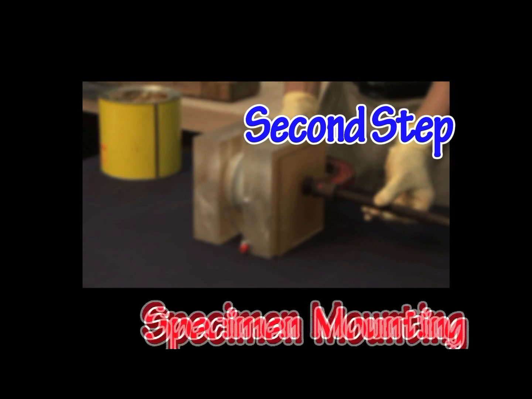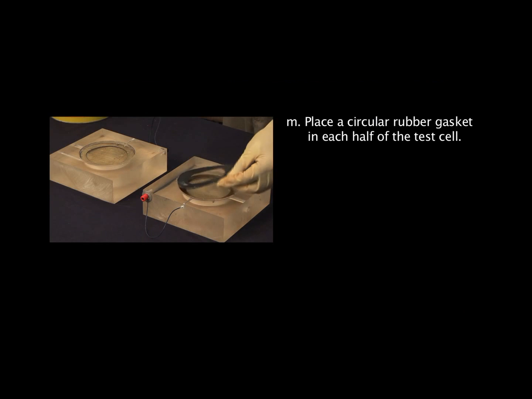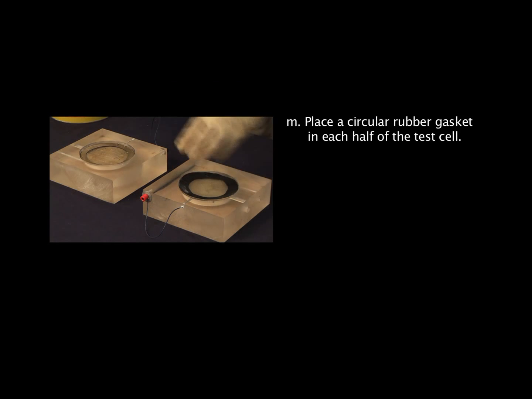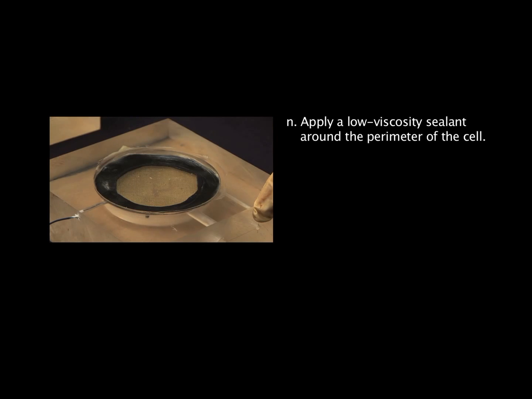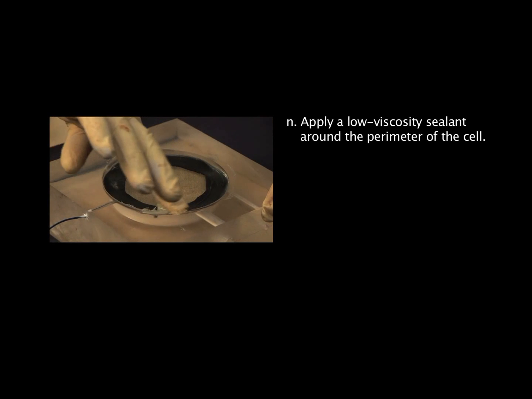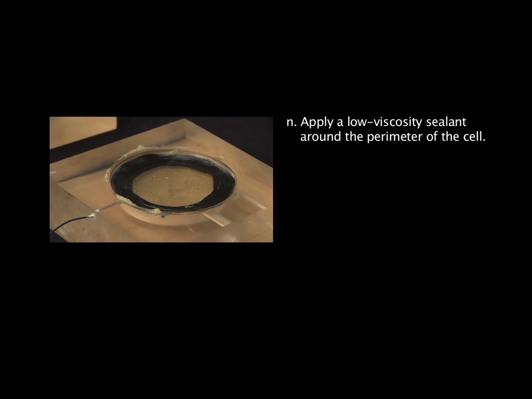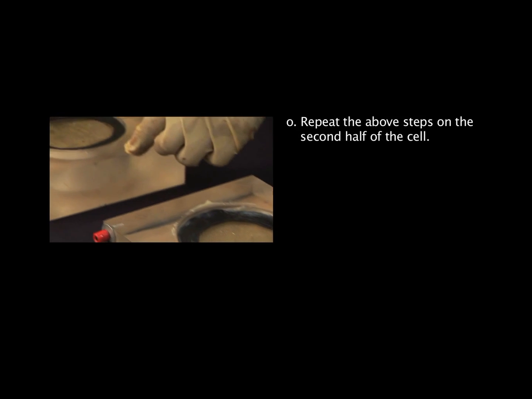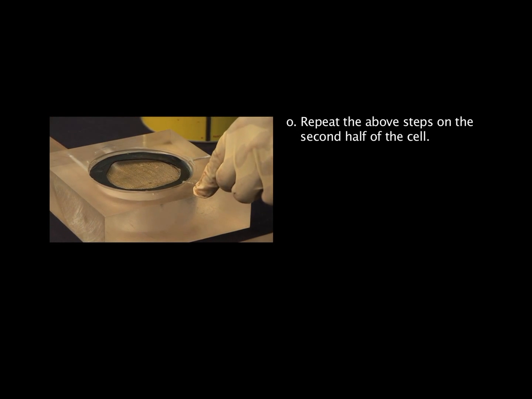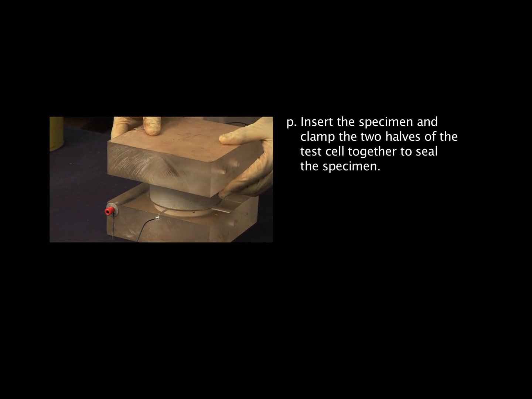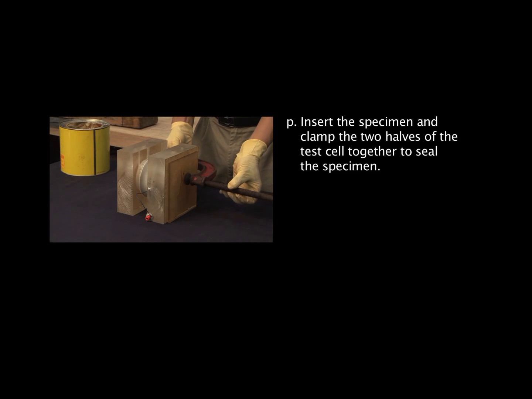The second step is specimen mounting. M. Place a circular rubber gasket in each half of the test cell. N. Apply a low viscosity sealant around the perimeter of the cell. O. Repeat the above steps on the second half of the cell. P. Insert the specimen and clamp the two halves of the test cell together to seal the specimen.